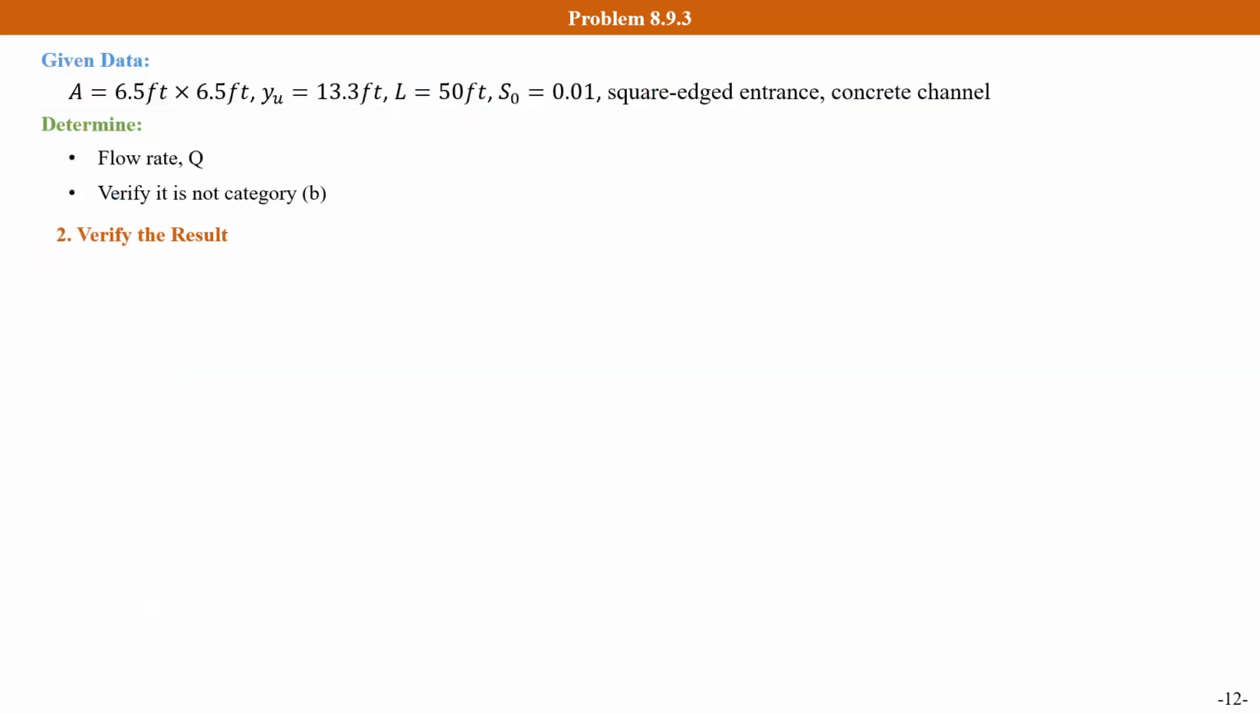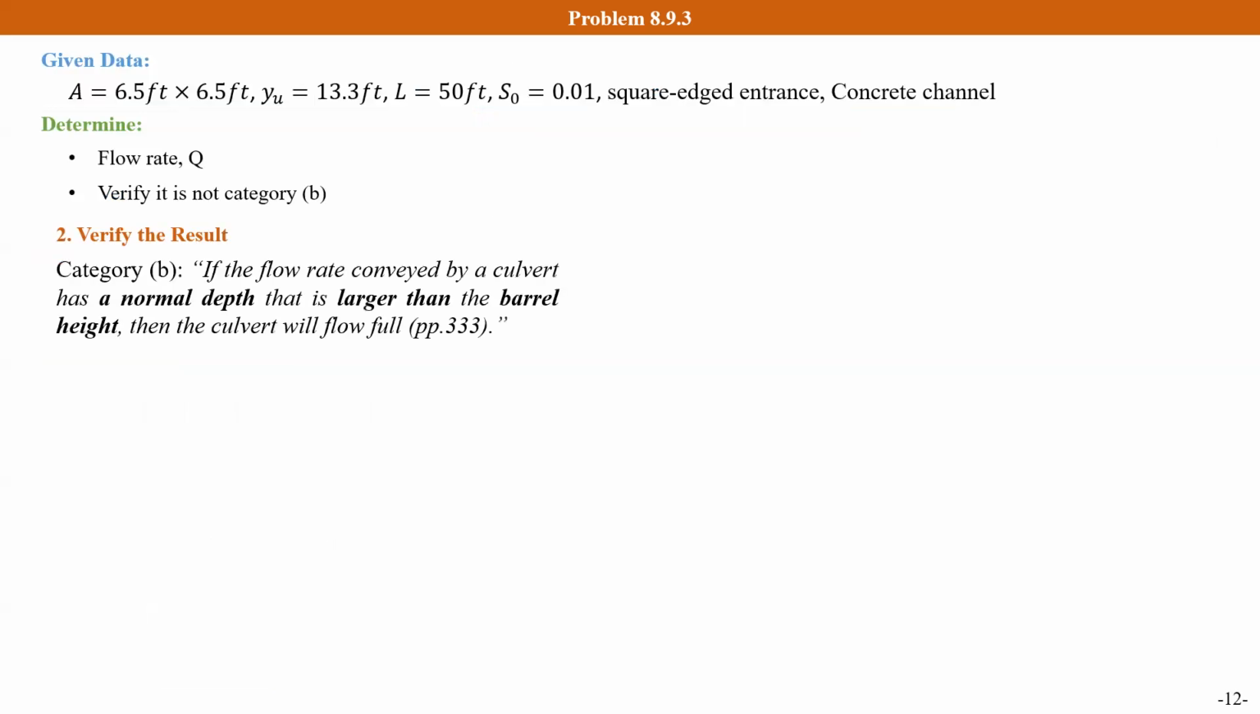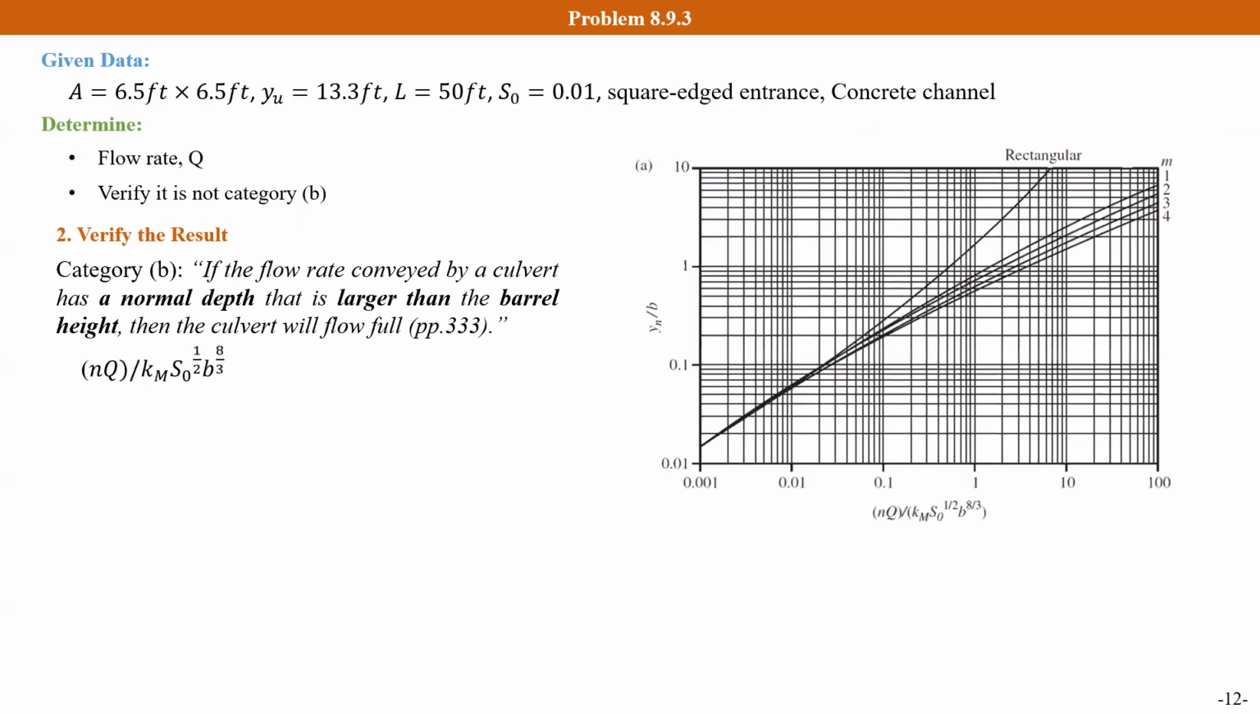Then we need to verify our result. Because for category B, the normal depth should be larger than the barrel height, we need to calculate the normal depth. To calculate the normal depth, we need to calculate the value of this term and then use the plot on the right-hand side to determine the value of the normal depth.